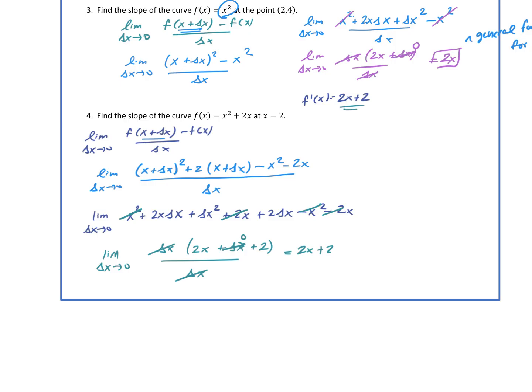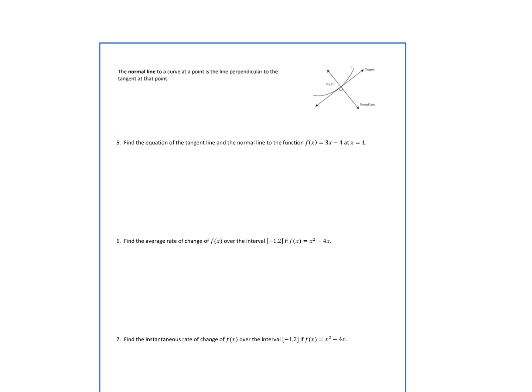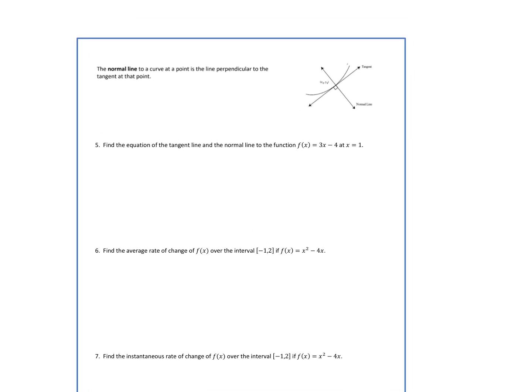Now they're asking us, what is the slope at x equals 2? Remember, this is a general formula for the slope of that curve. So it's changing. It changes, okay? So now we want it when x equals 2. So I'm just going to do 2 times 2 plus 2, which is 6. So at the point x equals 2, the slope of my curve is a positive 6.